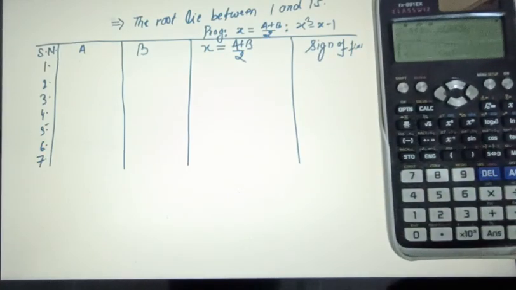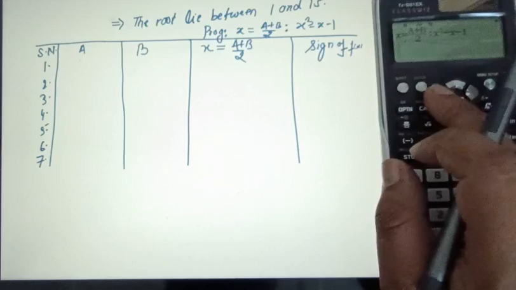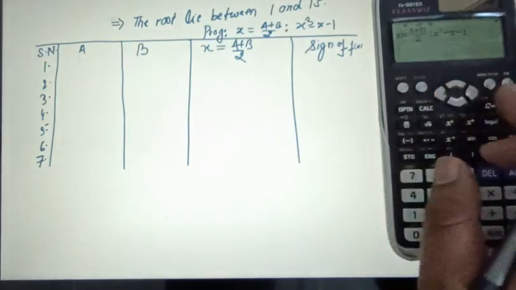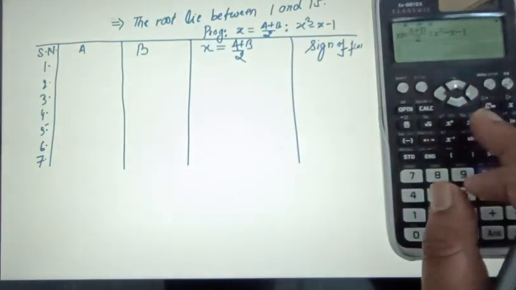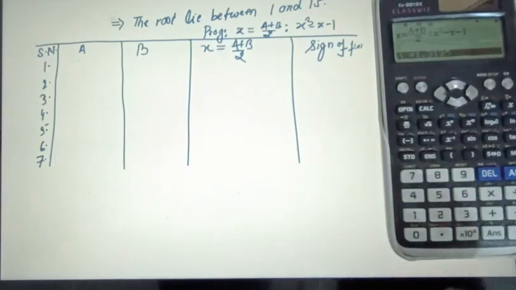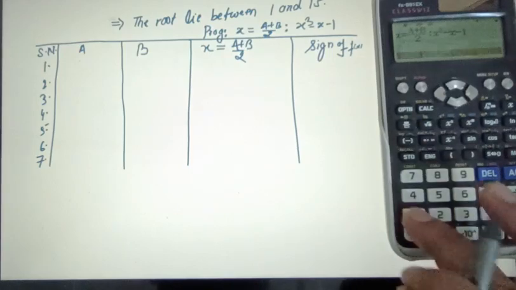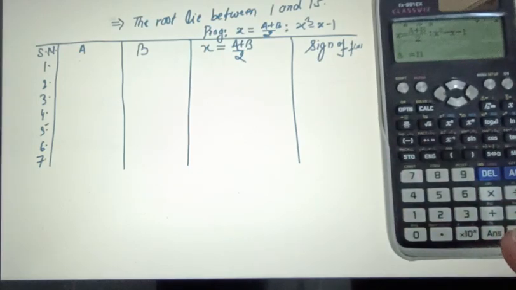right, and again press equal. Oh no, it will be a mistake. In many cases you have to come back with the right and left arrow. So in that case you need to press the calc. It will ask the value of a. So the value of a was 1 because my root is lying between 1 and 2.